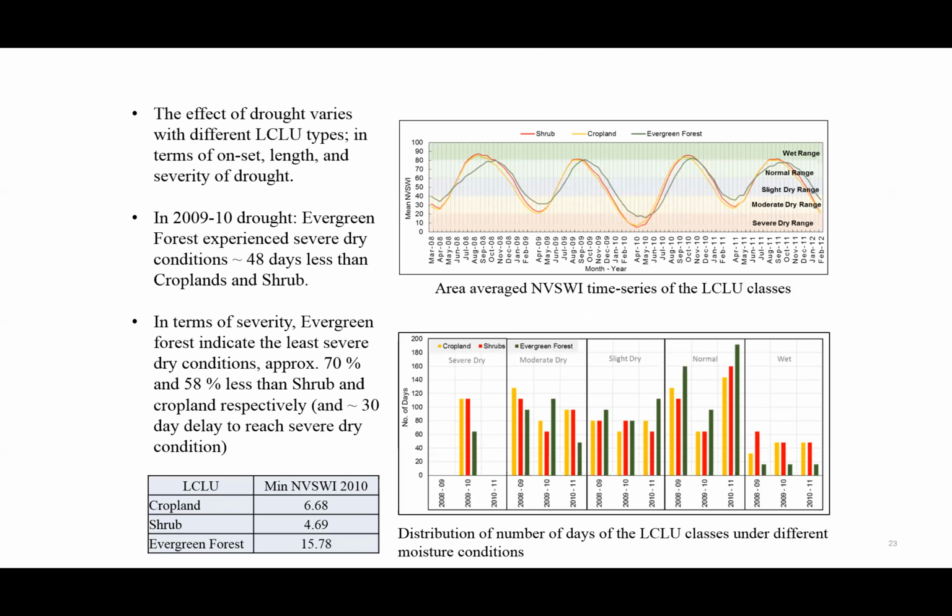Again, we applied the same index in some mountain region of China, and there what we observed is that the effect of drought also varies in terms of land use. When we compare the evergreen forests, severe dry conditions, about 48 days, and the cropland, you can see that in the case of evergreen forest you have lesser impact, but you have more impact on shrubs and croplands.